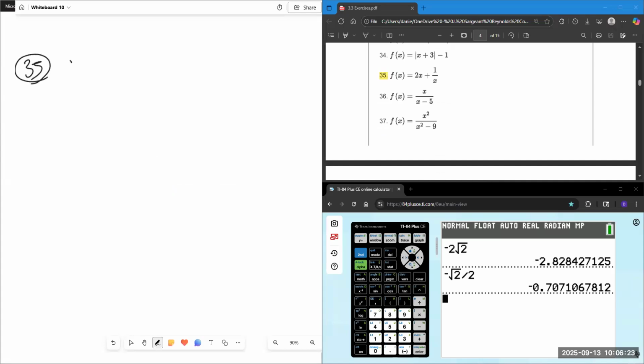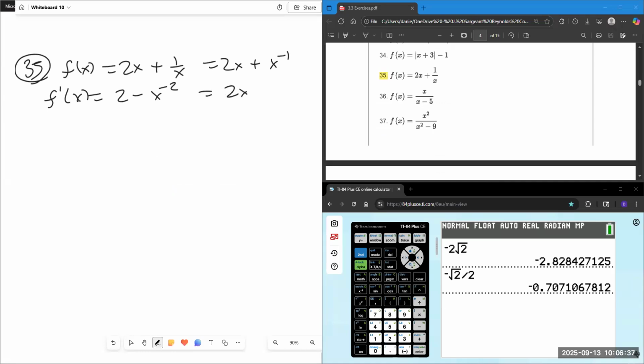35 says f of x is equal to 2x plus 1 over x, which is 2x plus x to the -1st. So f prime of x is 2 minus x to the -2nd, or 2x squared minus 1 over x squared. x squared equals 0 is going to give me 0, which is not the domain of my original. My domain of my original is x can't be 0.